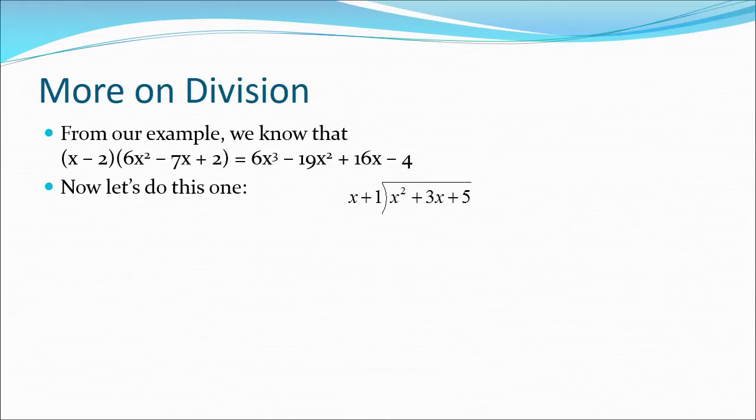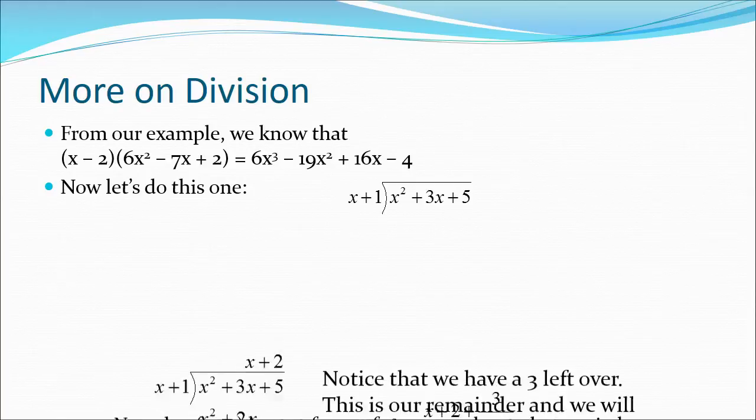Now let's try this one. Now, again, we're going to go through the same process. We're going to say what times x gives us x squared. That's going to be x. We're going to multiply that times x plus 1, so we get x squared plus 1x. That will go underneath. And when we subtract, we're going to get 2x. We'll bring down the 5. X times what gives us 2x? 2. When we multiply, we'll get 2x plus 2.